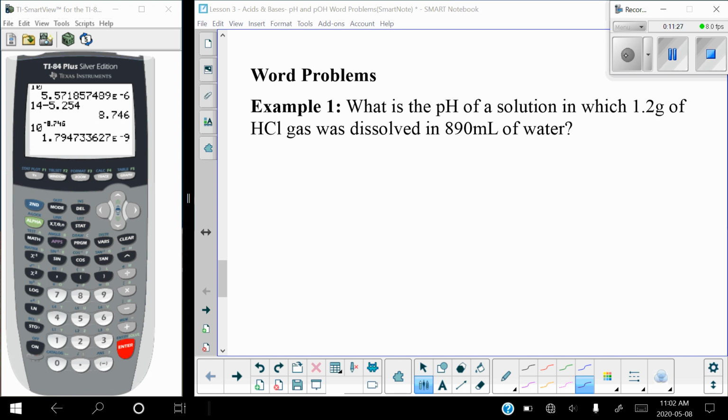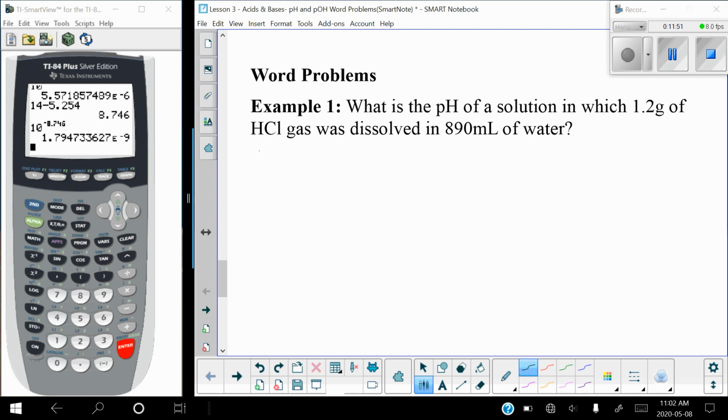Example 1. What is the pH of a solution in which 1.2 grams of HCl gas was dissolved in 890 milliliters of water? The first thing I always want you to do in a word problem is write an appropriate reaction. So what happens when acid is dissolved into water is it ionizes. Okay, so this is connecting us back to the first unit.